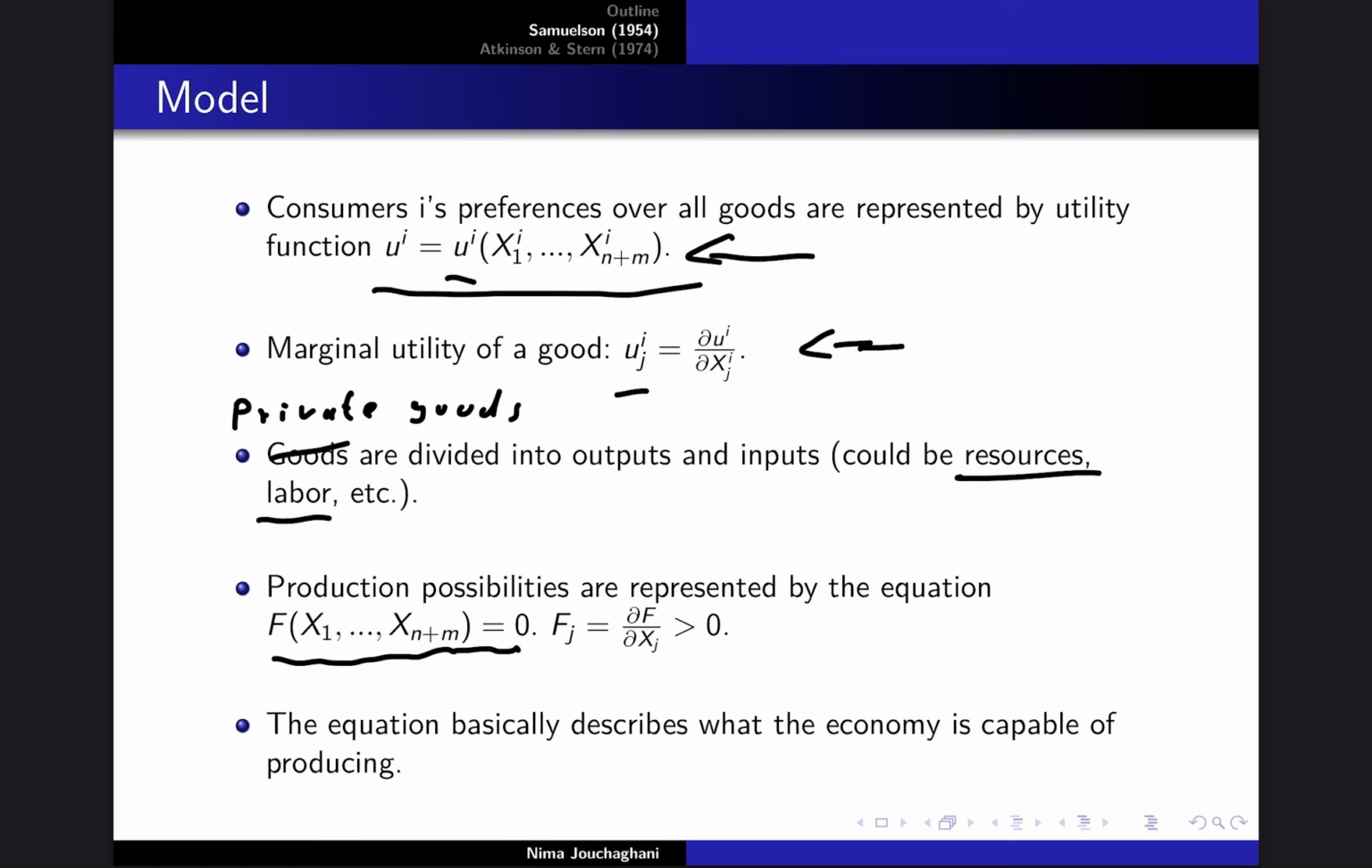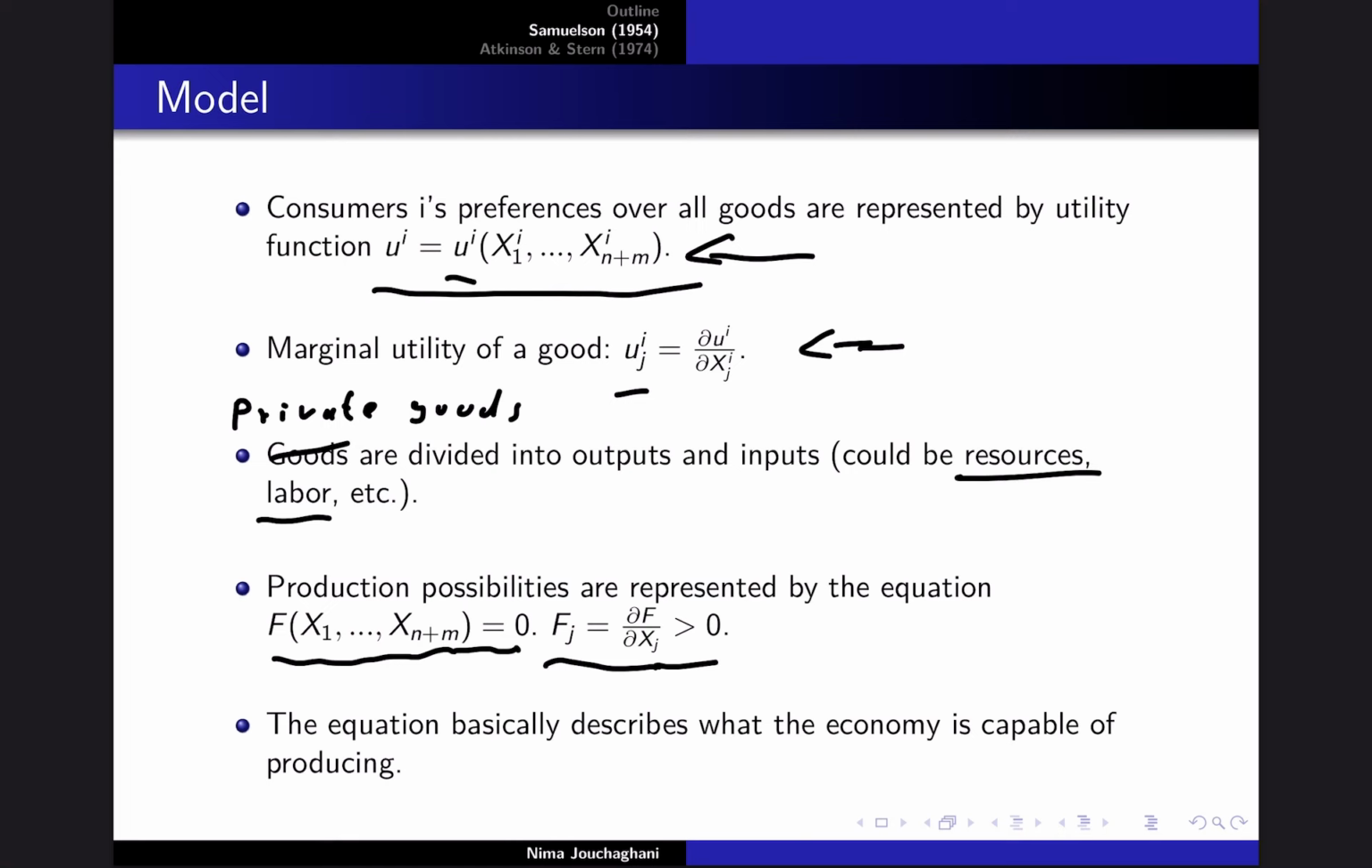And the condition here, or the assumption here, is basically stating that production increases if we increase the amount of an input. Or sorry, it's saying that we need more inputs to increase the amount of an output in this economy, basically.